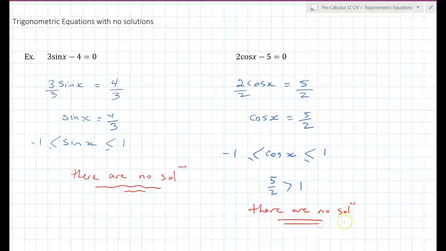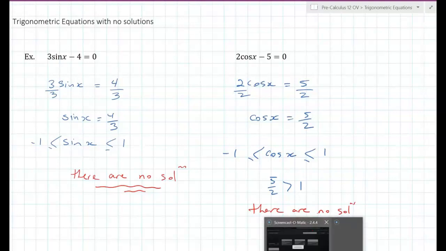Okay, simple as that. So you may come across questions like this, and just pay attention to the maximum and minimum values of the original parent functions of sine, tangent, and cosine, and then just make a note that there are no solutions. All right, very good.